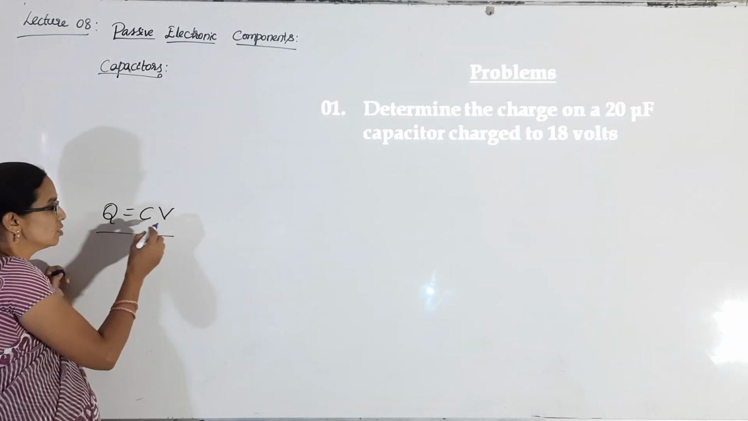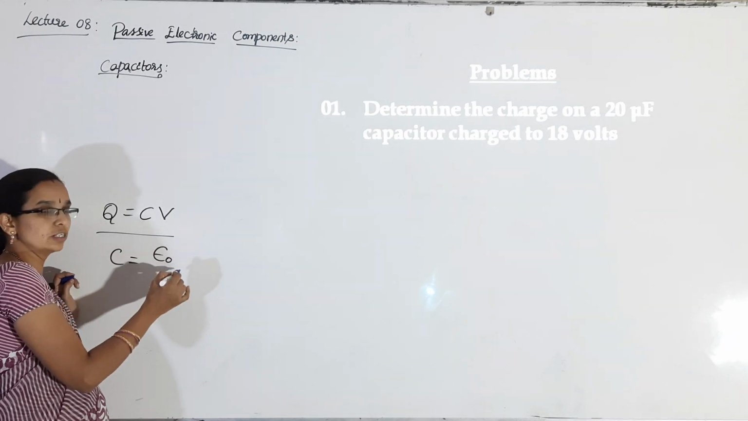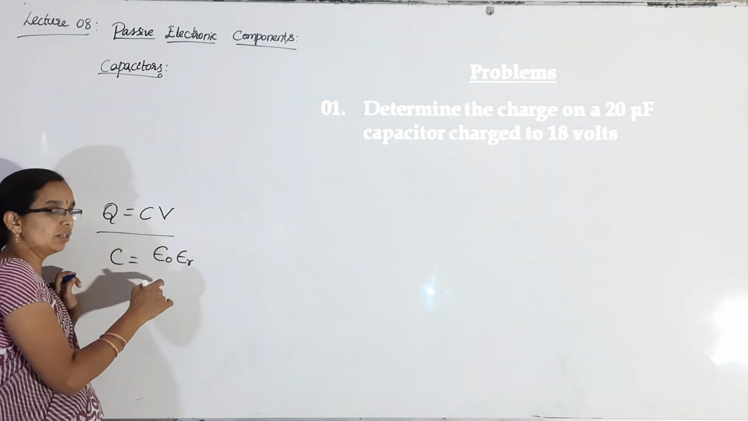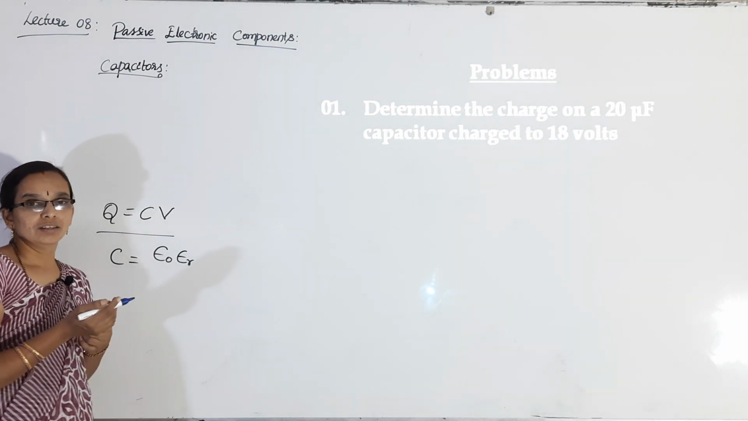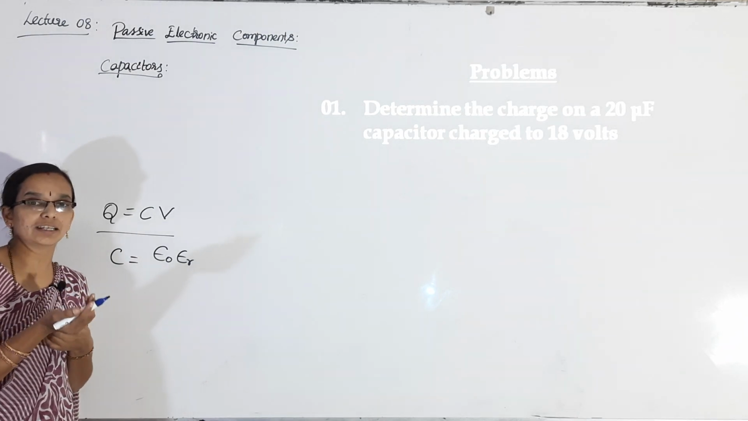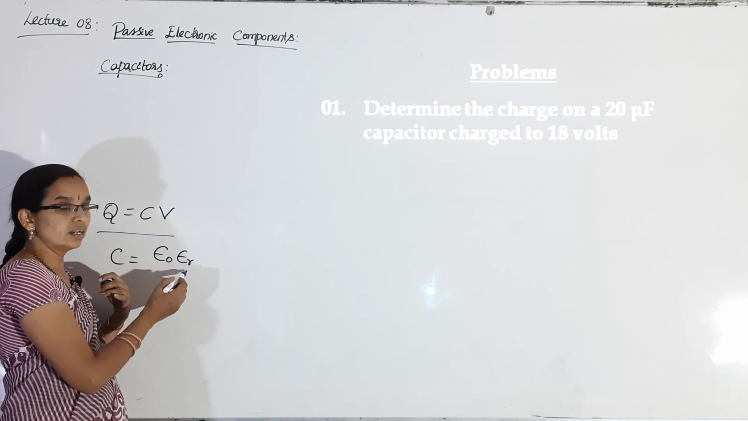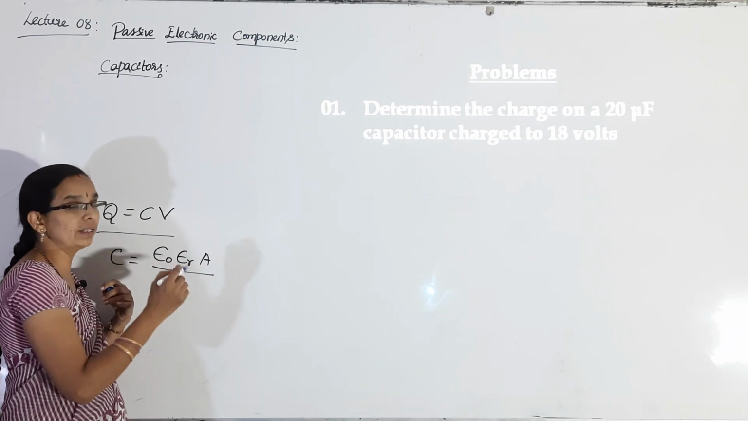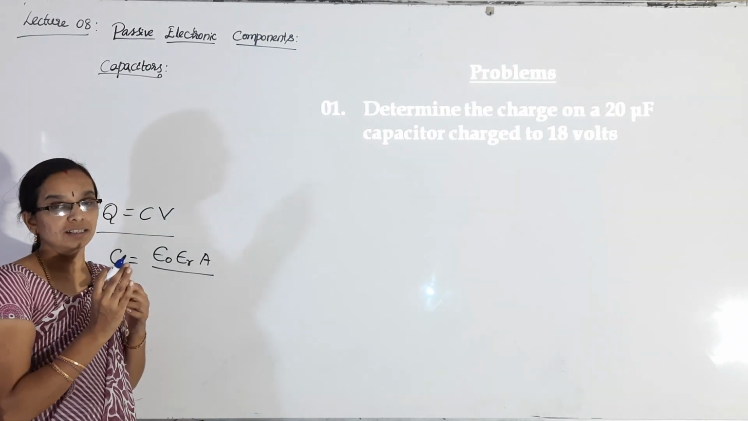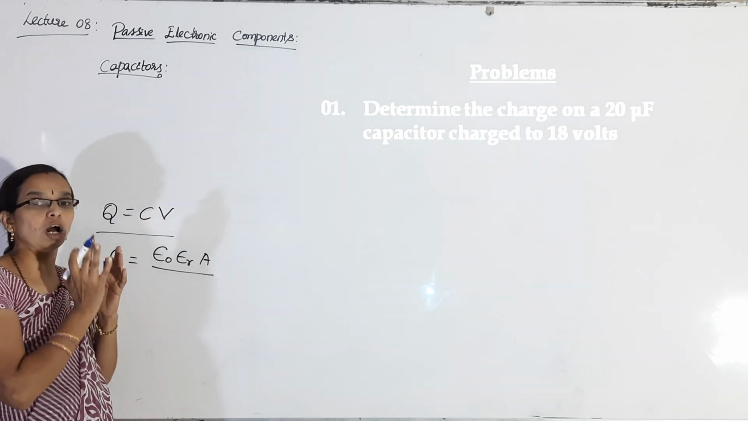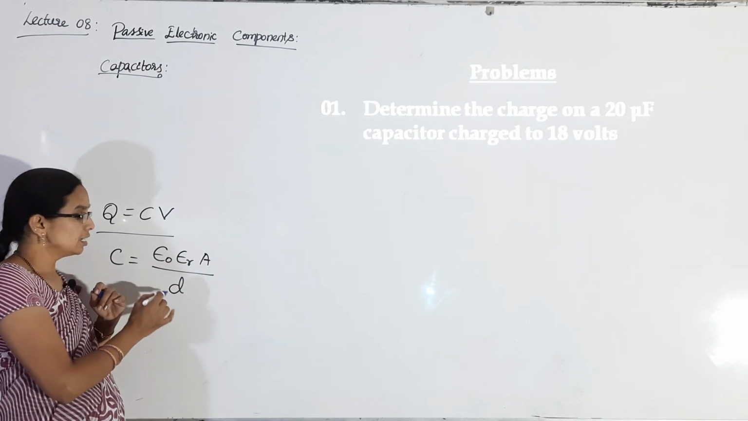So capacitance of the capacitor again depends on some factors: epsilon naught, the absolute permittivity, epsilon r, the relative permittivity. Permittivity I have already explained: the ability of a dielectric medium to hold electric flux. Then the common area of the plates, A. There will be two conducting plates in the capacitor, and the area will be the same for both. And capacitance is inversely proportional to the distance between the plates.